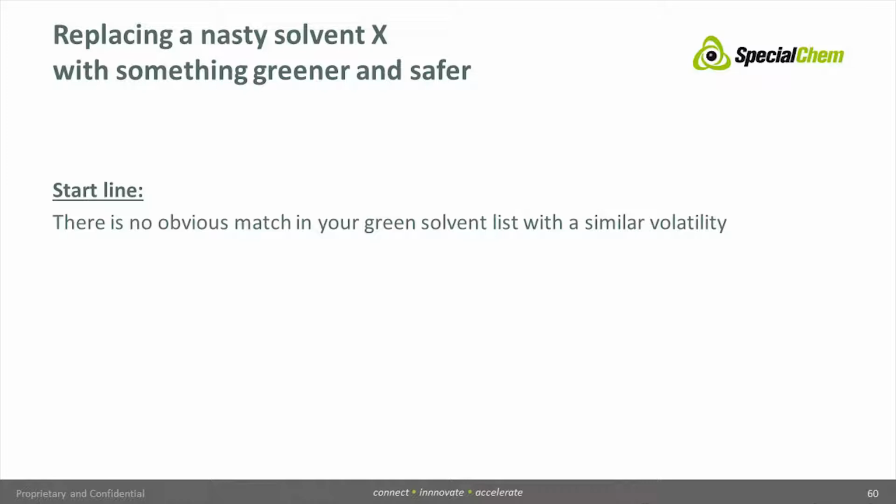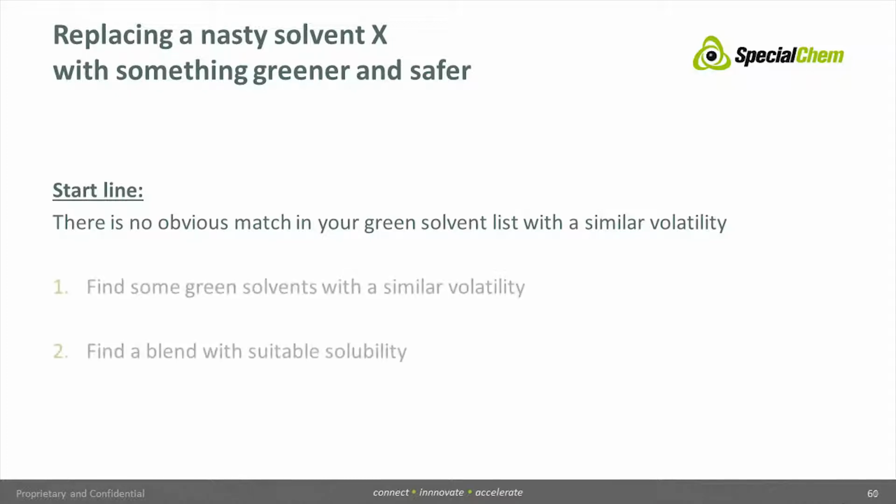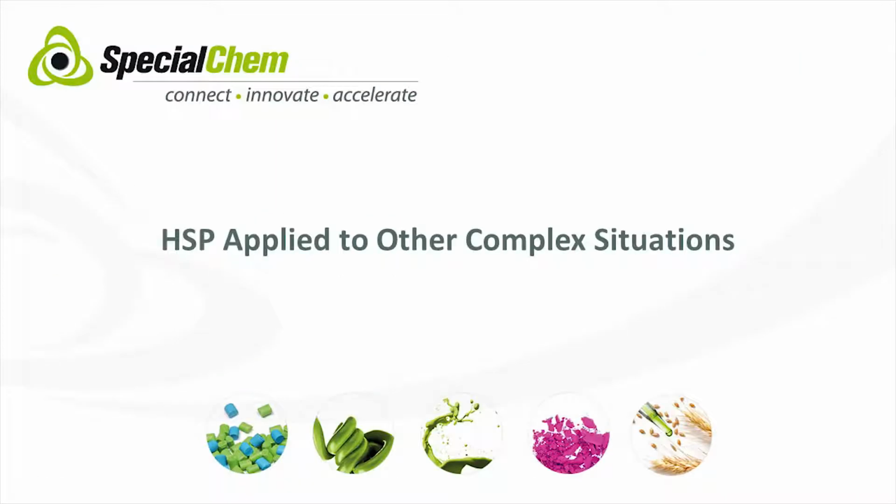I want to replace the nasty solvent X with something greener and safer. But my list of green chemicals shows no obvious match with a similar volatility, which we can assume to be an important extra parameter. Okay, let's find some green solvents with similar volatility and find a blend with suitable solubility. Although I'm not showing it live, I will do it in the advanced video. Using the principles described earlier, this is a straightforward task. Try doing that with intuition or hydrophilic hydrophobic.